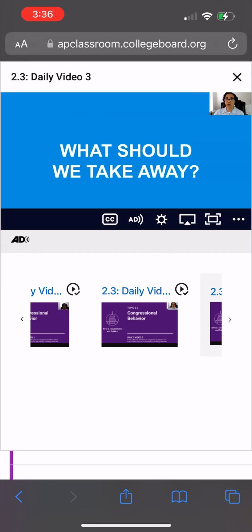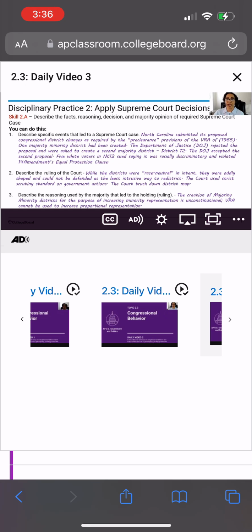All right, so what should we take away? I've given you a summary here of what the Department of Justice did: it rejected the proposal and asked for a second majority district, and then they accepted that proposal. But then we had the suit by the white voters saying that it was discriminatory. And again, the districts were race neutral in intent. They were just so oddly shaped they couldn't be defended.